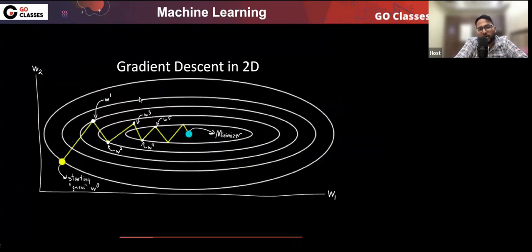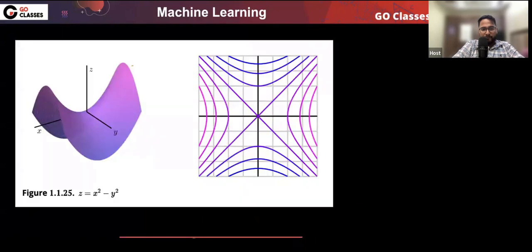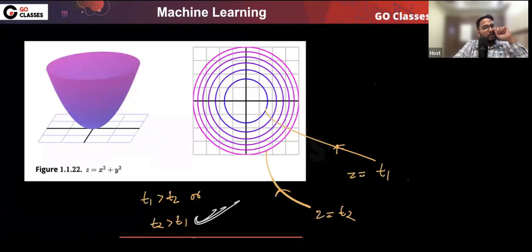Now, if you look at this gradient descent in 2D, let's suppose you're starting at this w0, which is this point. You can see it as a point, or also as a vector. Now, interestingly, before I go here, can anyone tell me, if I'm at this point, then will the gradient direction be outward or inward?